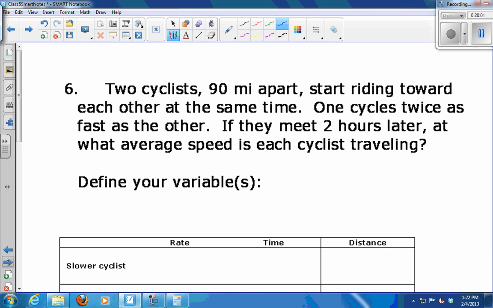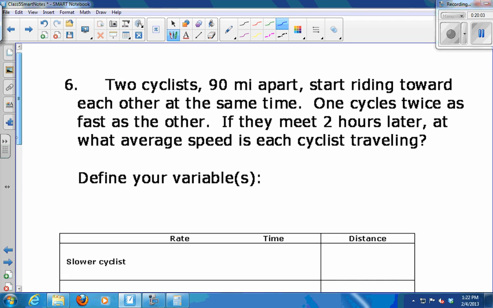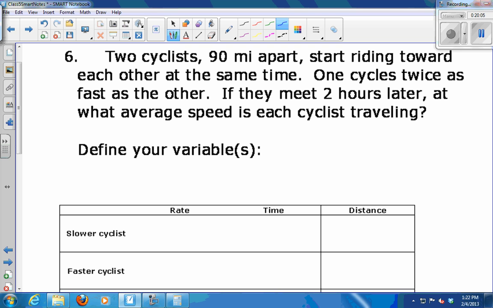All right, one more together. So two cyclists, they're 90 miles apart. They're going to be riding towards each other at the same time. One is going to go twice as fast as the other. And they're going to meet 2 hours later. And the question is, how fast were they traveling if it takes them 2 hours to meet?